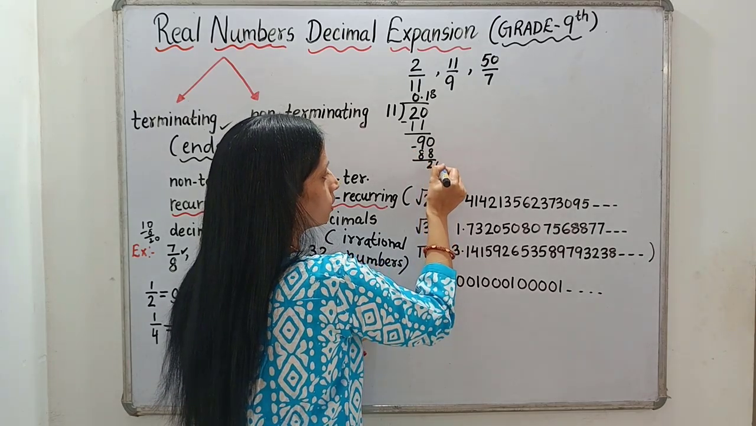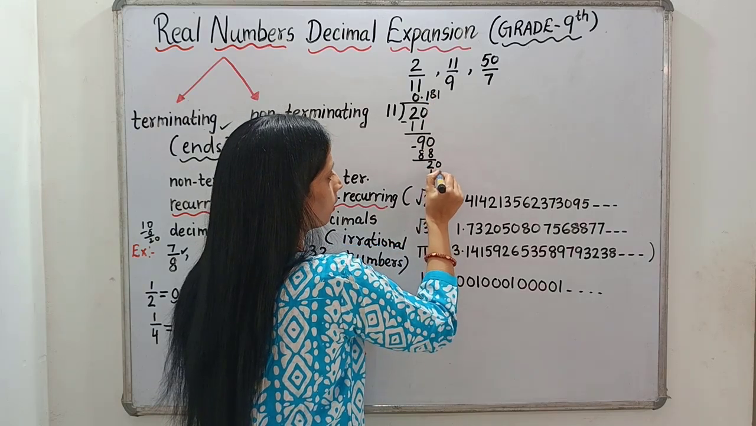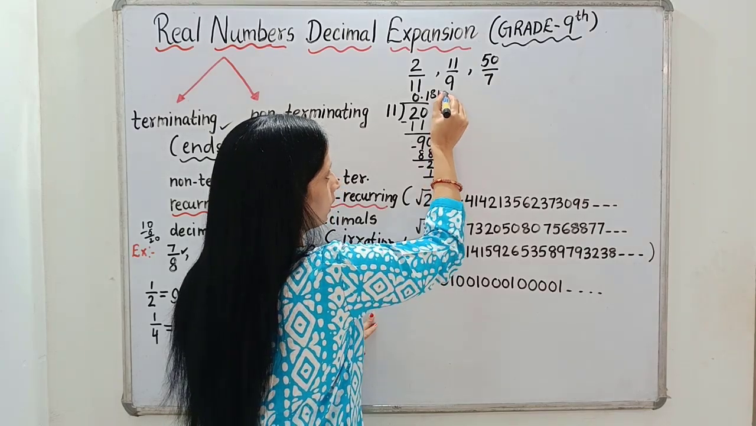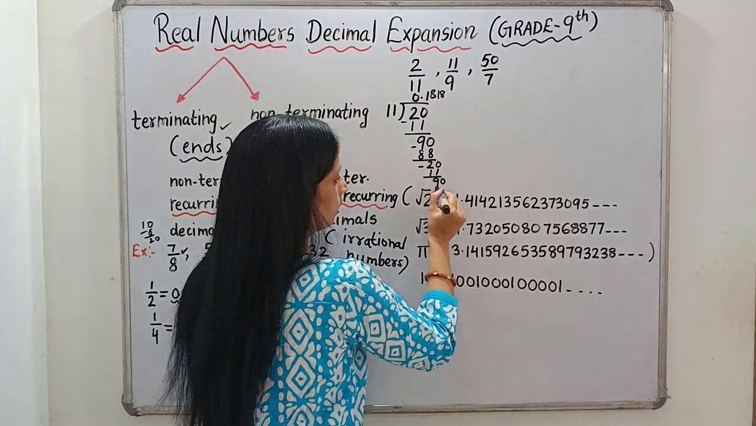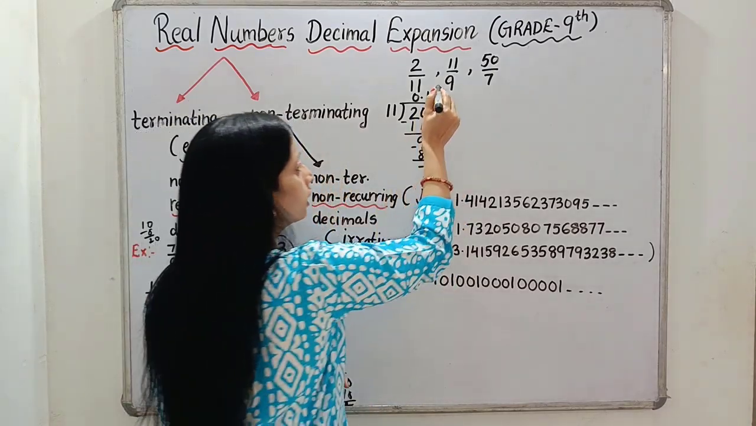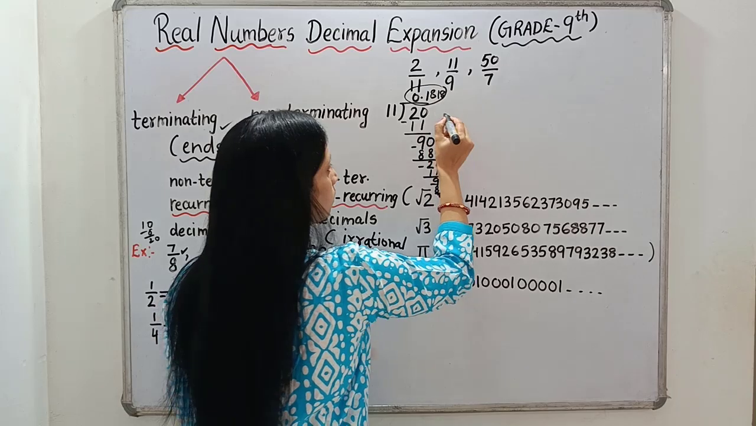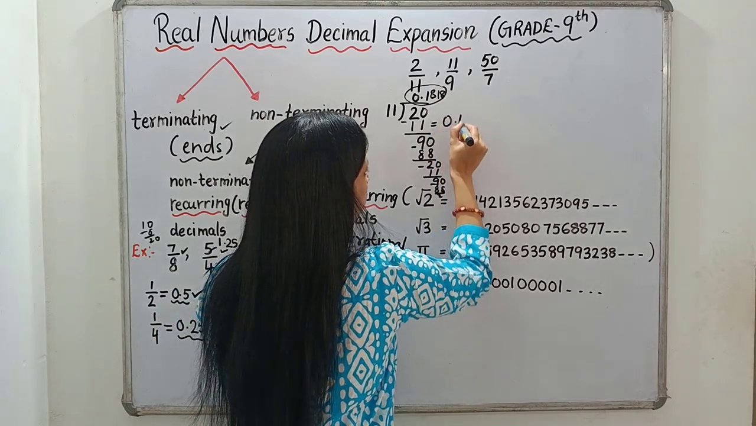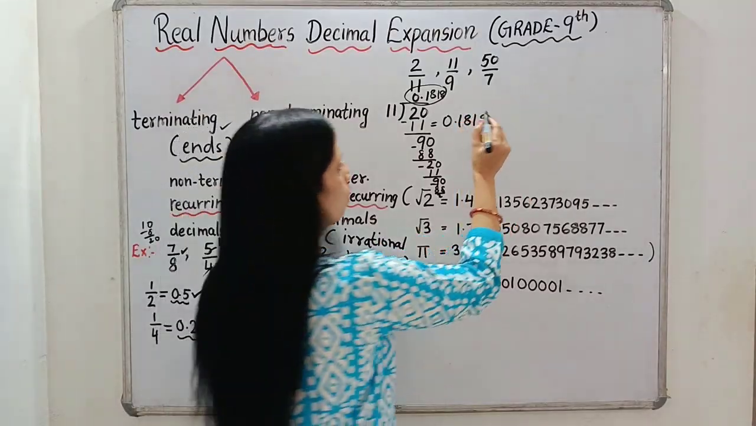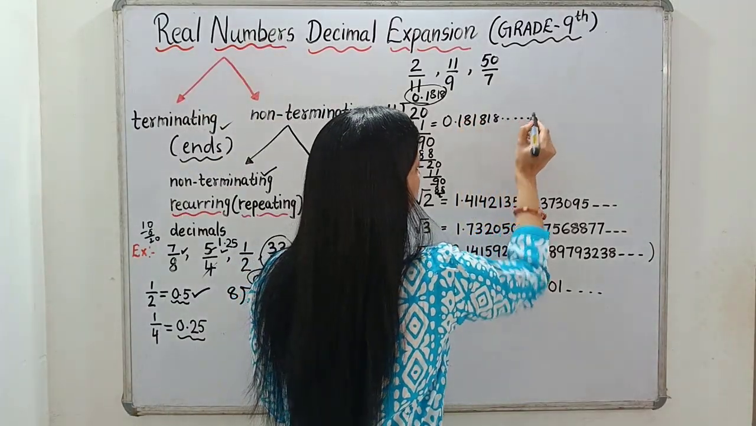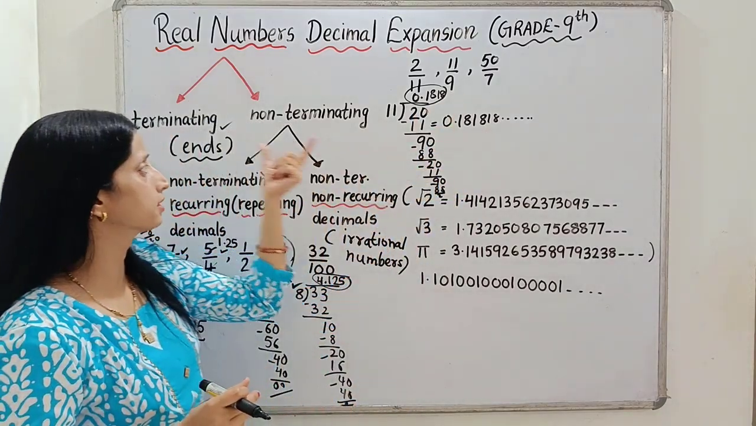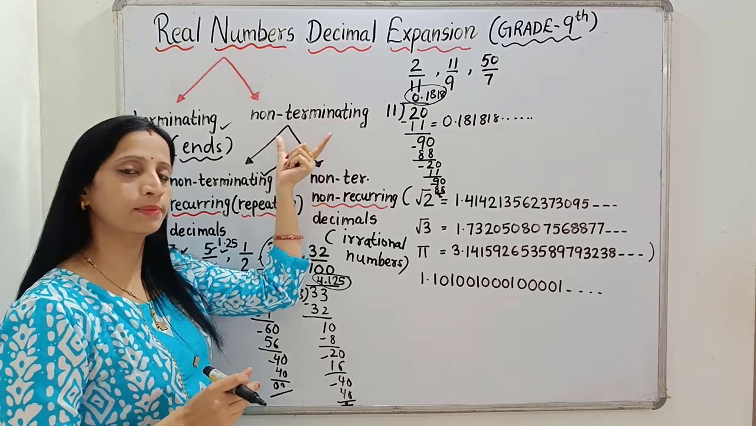So again we can put 0. 11 ones are 11. And then subtract, and we will be left with 9. So again 11 8s are 88. And the same steps will repeat again and again. In the quotient we will get, see what is the quotient here, 0.18, 18, 18, 18 and so on. It is not ending. So hence these numbers are known as non-terminating decimal numbers.